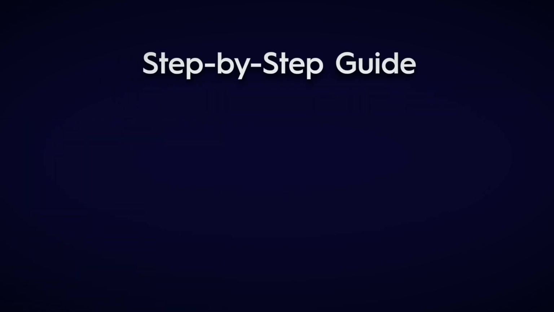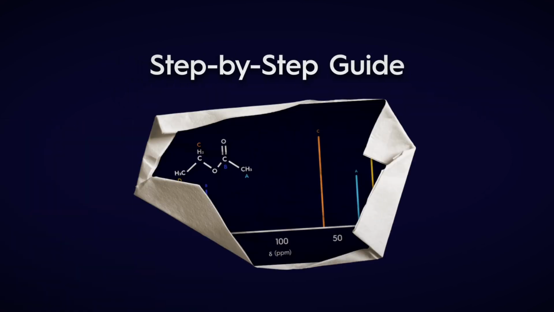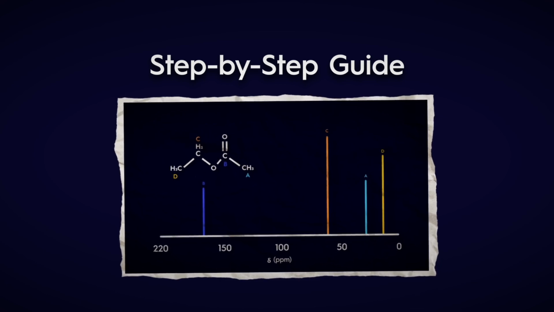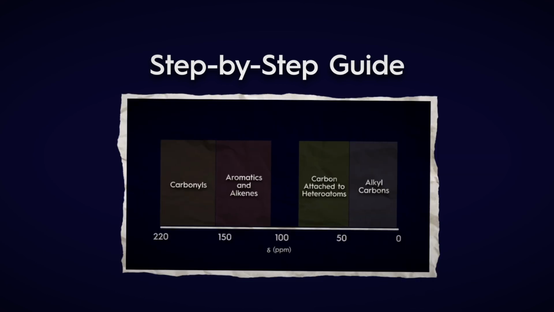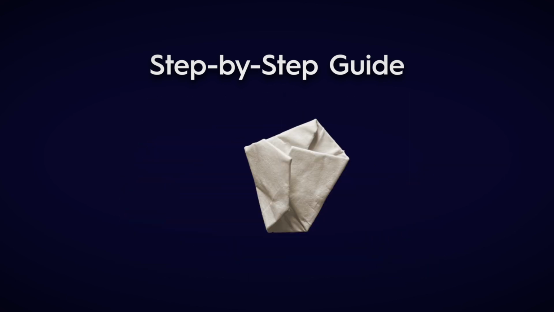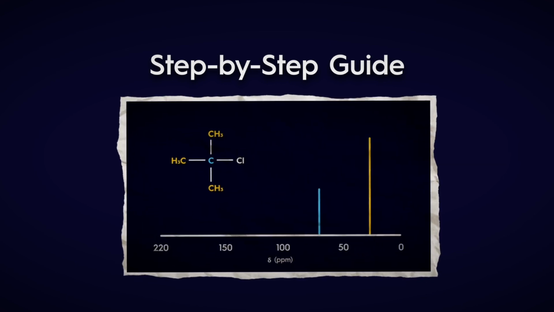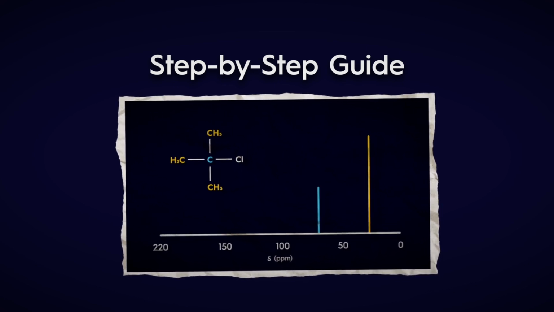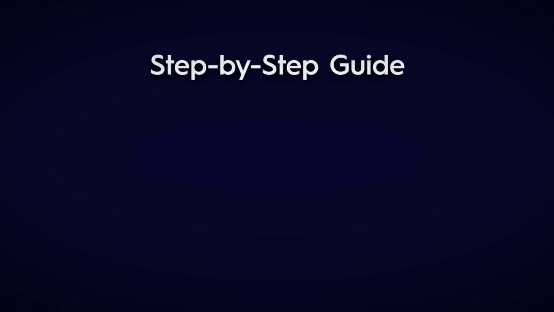Here's a step-by-step guide to help you. 1. Count the distinct lines to estimate how many unique carbons the molecule has. 2. Match lines to likely groups using the shift regions. 3. Use symmetry to explain why some carbons might be equivalent. That sequence takes you from a forest of lines to a sketched structure.